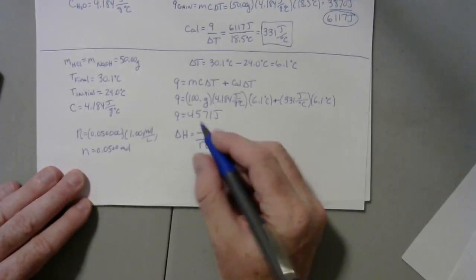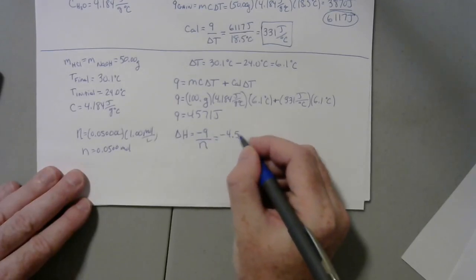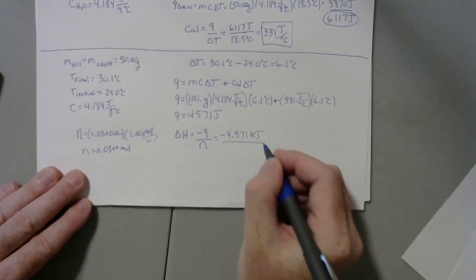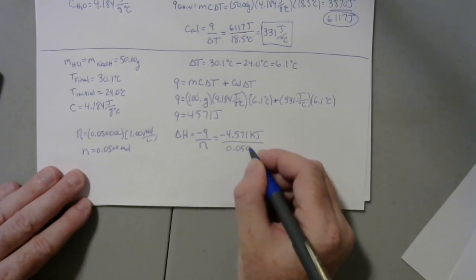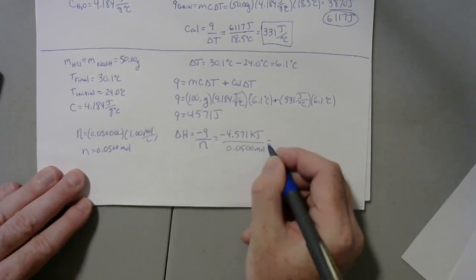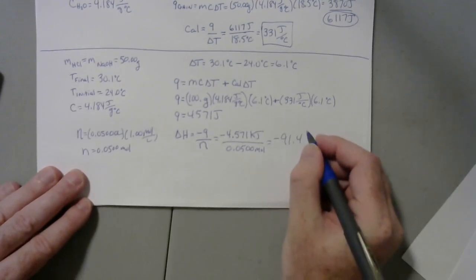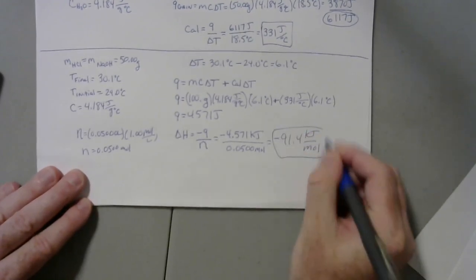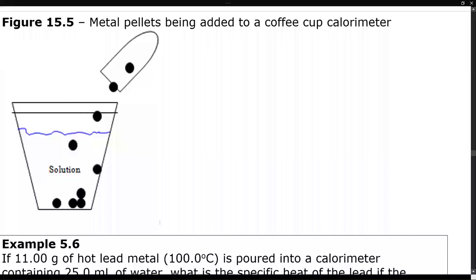And so now we can plug and chug, so negative. And now we're going to need it in kilojoules, so we're going to take 3 places off of that and say 4.571 kilojoules divided by our moles, 0.0500 moles, which would give us a negative 91.4 kilojoules per mole, where that is our answer. And that looks more like what you're used to seeing for kilojoule per mole problems.